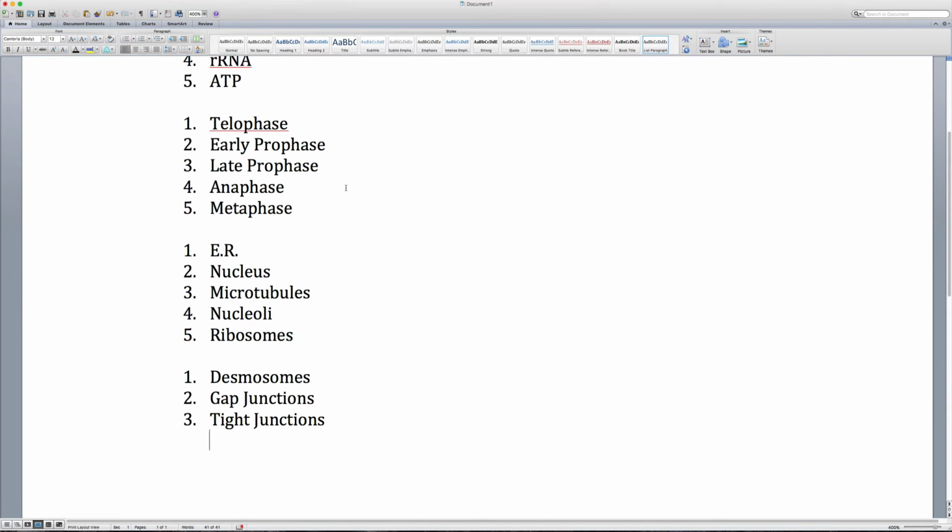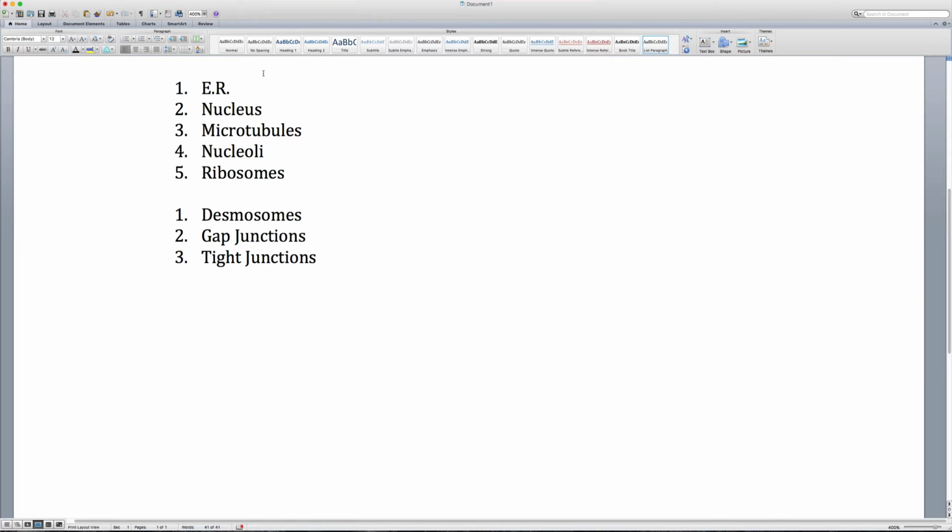Next question is, in which one of these phases do the chromosomes align on the spindle's equator? Next question would be, in which one of these phases do the centrioles move to the opposite ends of the cell? Now we'll move down to these terms over here.